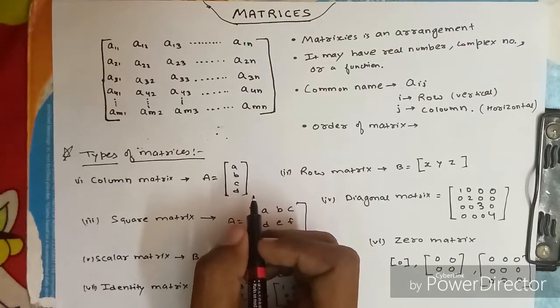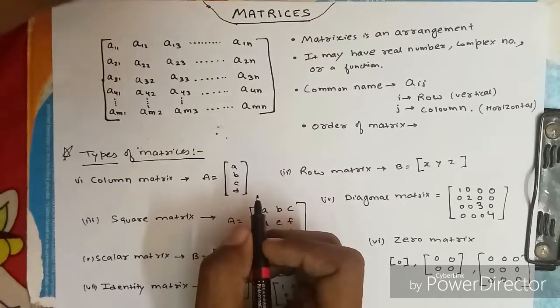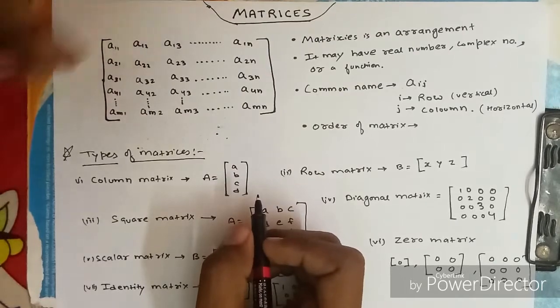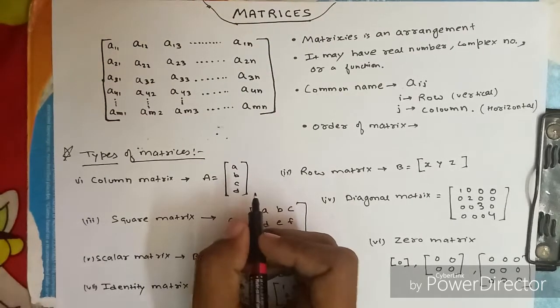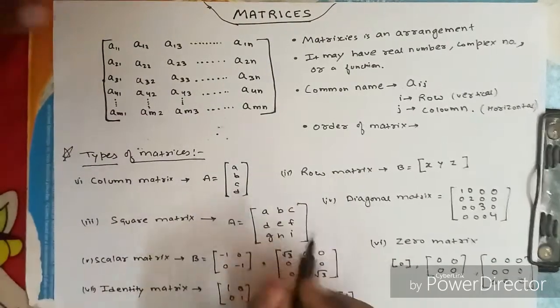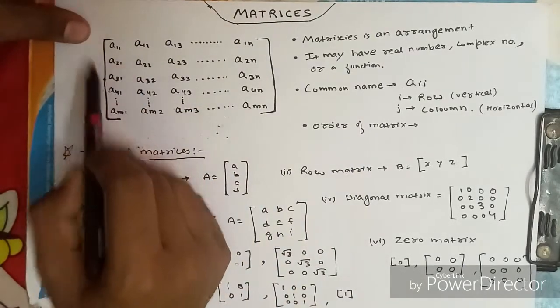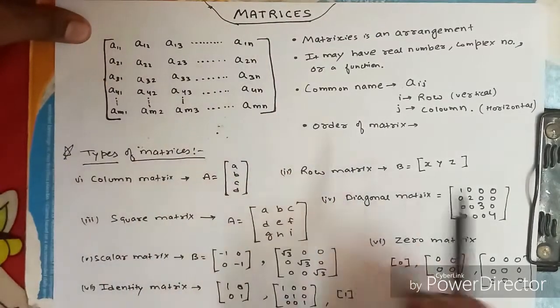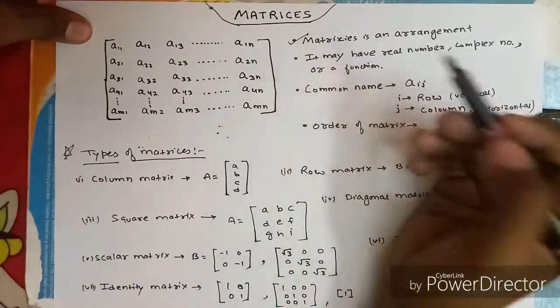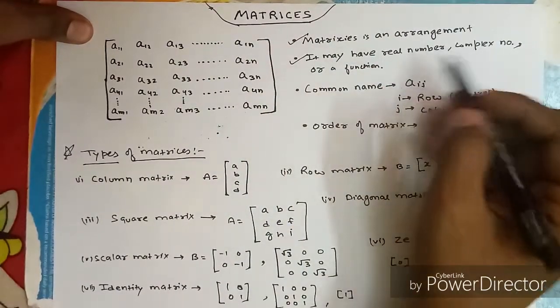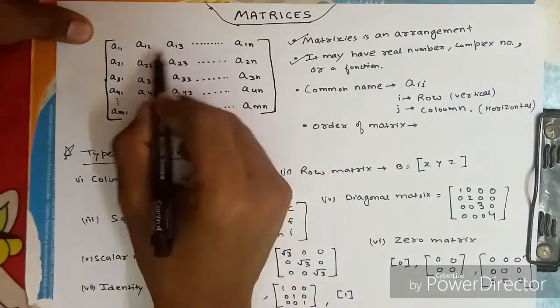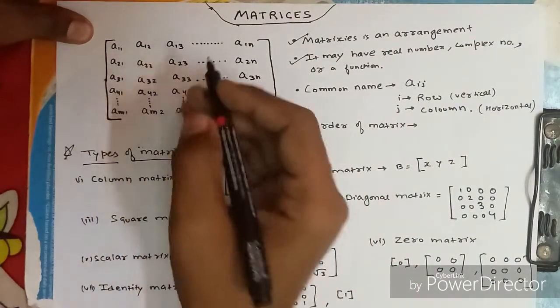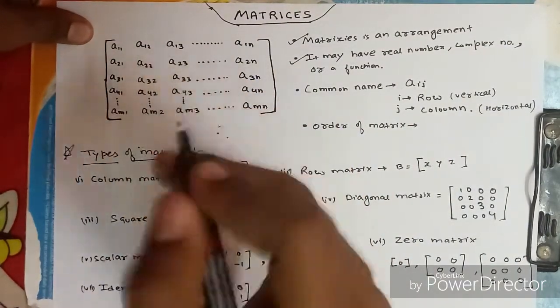So today we will discuss NCERT problems on the topic of matrices. Before directly going to the problems, we will first discuss or revise the concepts, isn't it? So this is how a matrix looks like. A matrix is an arrangement. It may have real numbers, complex numbers or functions. Means in between this it may have any real number, complex number or function.